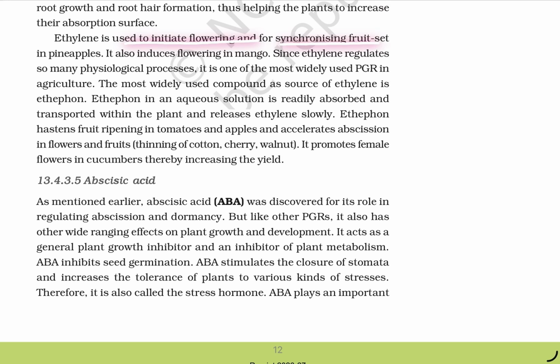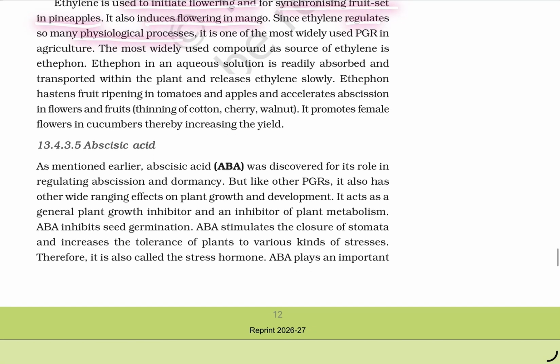Ethylene is used to initiate flowering and also synchronize fruit set in pineapple. It also induces flowering in mango. Since ethylene regulates so many physiological processes, it is one of the most widely used PGRs in agriculture.